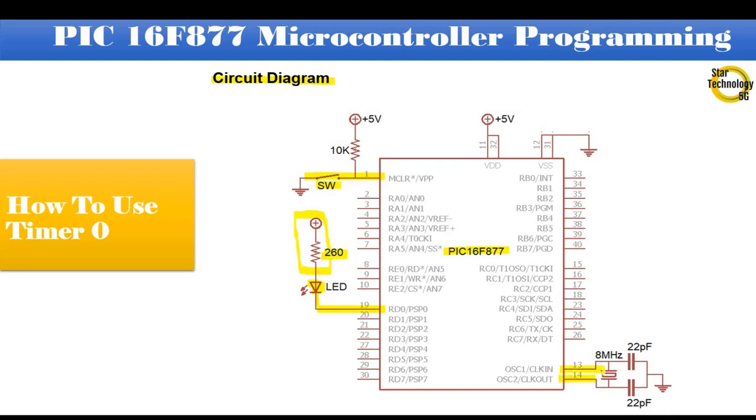Pin numbers 13 and 14 interface with an 8 MHz crystal. And 22 pF capacitors connected with the crystal. Pin number 11 and 32 connected with positive 5 volts. Pin number 12 and 31 connected with ground. Let's draw this circuit in Proteus.